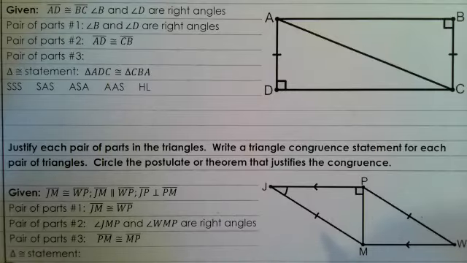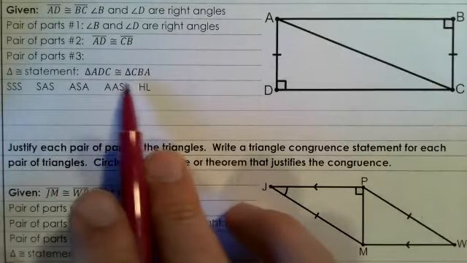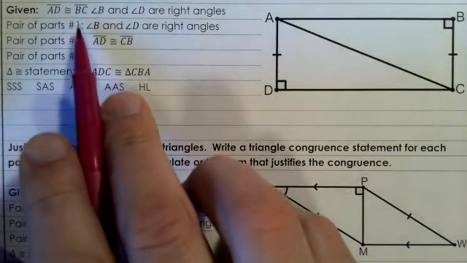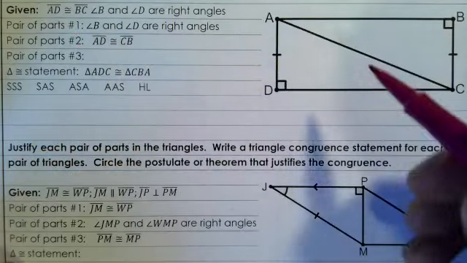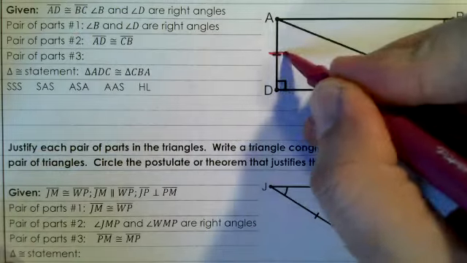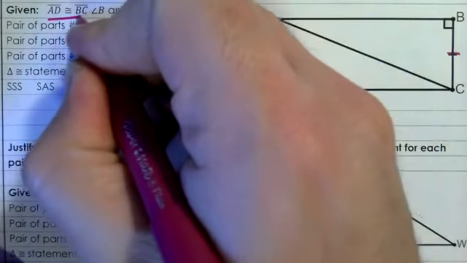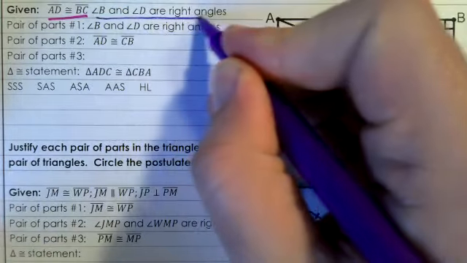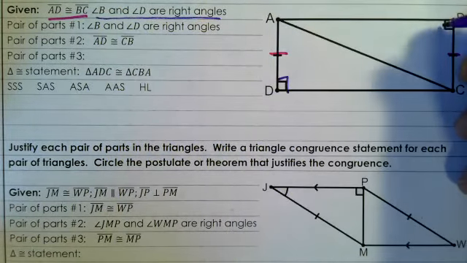All right, so we're given a little bit of information. We're trying to prove that these two triangles have to be congruent. So we know AD and BC are congruent to each other. So that's already marked on my diagram. There we go. We got that. We also know that B and D are right angles. So we can mark that right here.